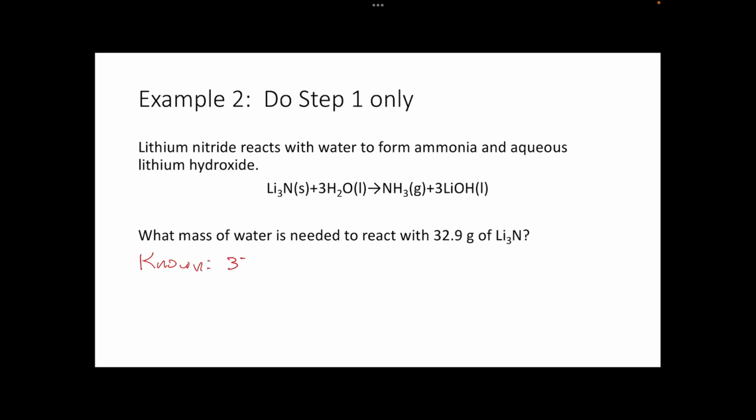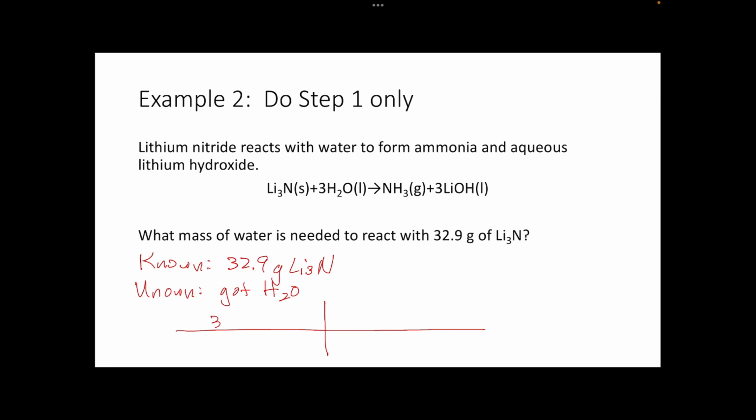is our 32.9. Oh, and go ahead and pause this, you guys. Pause this and work it and see if you get the correct answer, and then come back, just to make sure you can do it. Grams of lithium nitride, and our unknown here is grams of water. Now let's just do step 1.